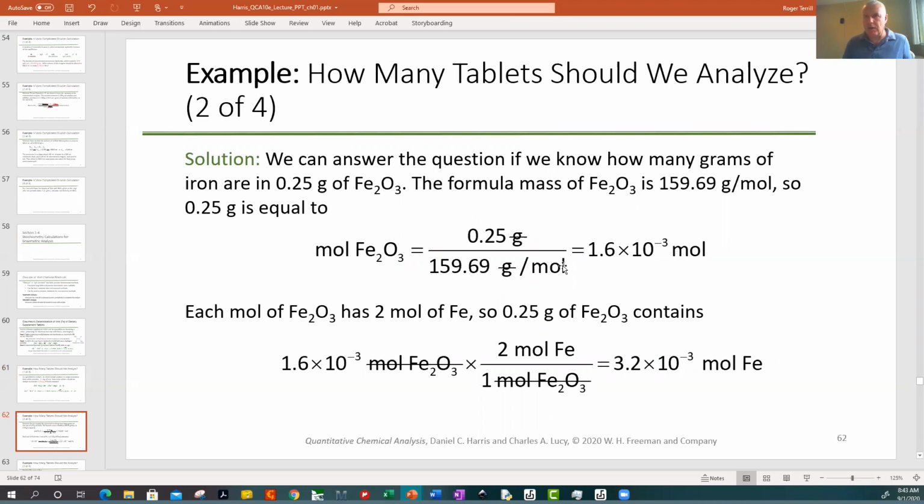0.25 over 160. That's, again, just 2 sig figs. That's 1.6 millimoles, right? If each mole of iron oxide has 2 moles of iron, then, starting at 0.25 grams, that's 1.6 millimoles. You say, well, there's 2 moles of iron for one, that's 3.2 millimoles of iron.